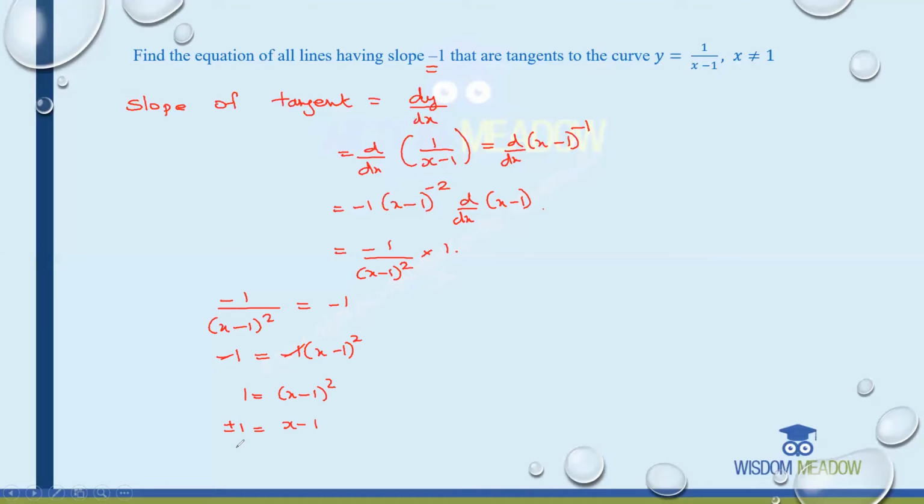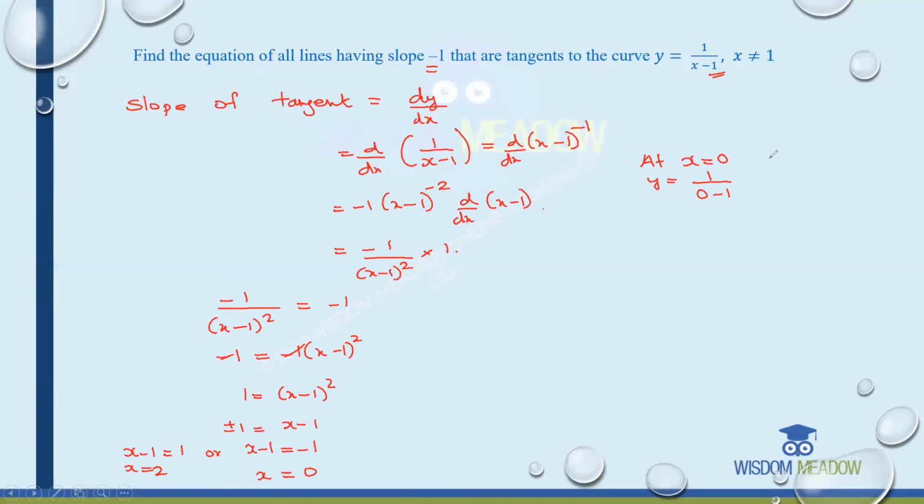And then solving for x by using the two different cases, x minus 1 could be equal to 1, so x could be equal to 2. Or x minus 1 could be equal to minus 1, x is equal to minus 1 plus 1, that's 0. So I have two values for x. I need to find two equations over there. So at x is equal to 0, the y is going to be 1 by 0 minus 1.